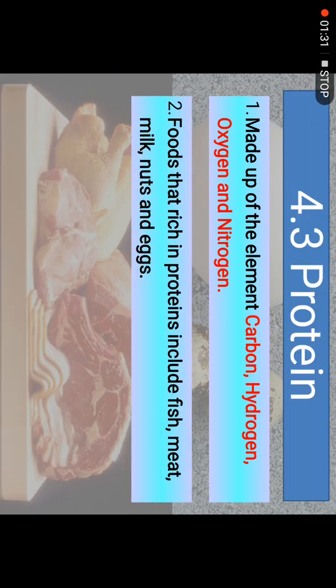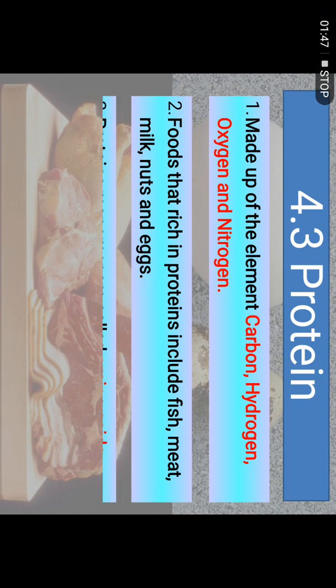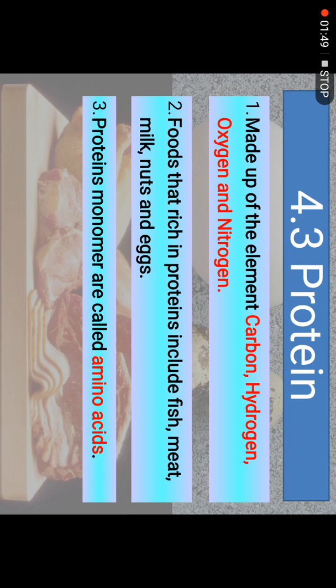We can get protein from meat. It can be fish, chicken, mutton, or beef, and also milk. Nuts, for the vegetarian, they get the protein from nuts, and also eggs, especially egg whites.